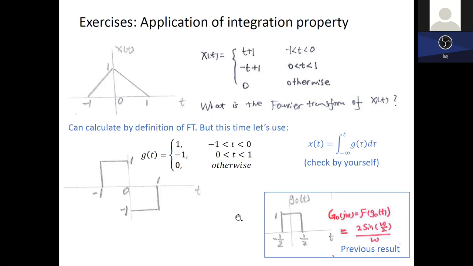So now as a practice, please try to calculate the Fourier transform of g of t from this previous result, applying the time shift and linearity properties. Let's have 1 minute for this practice.